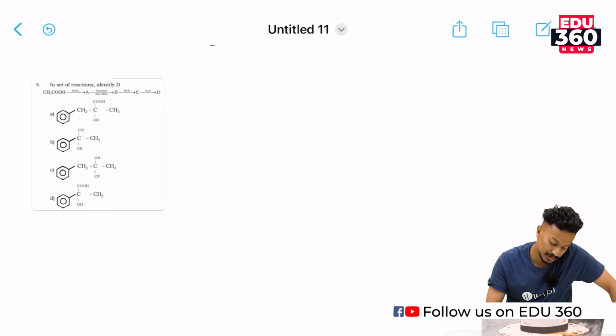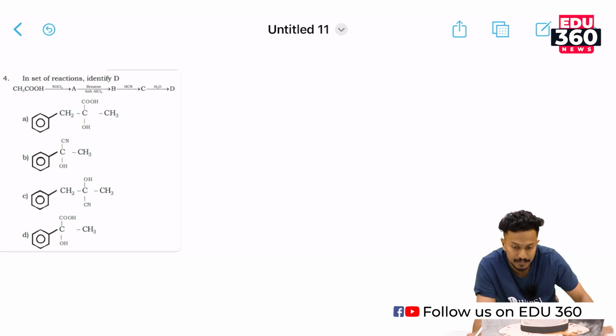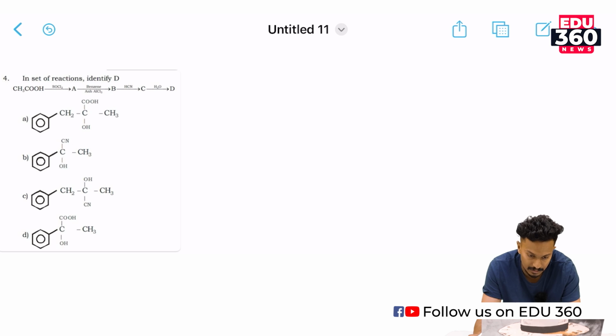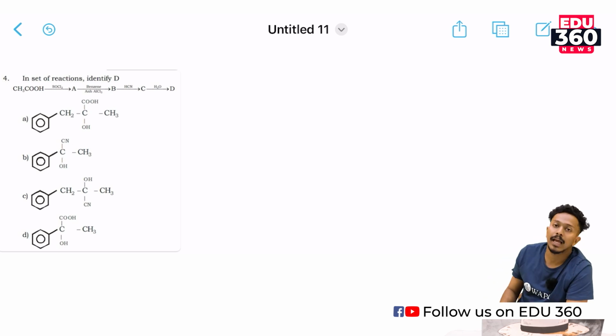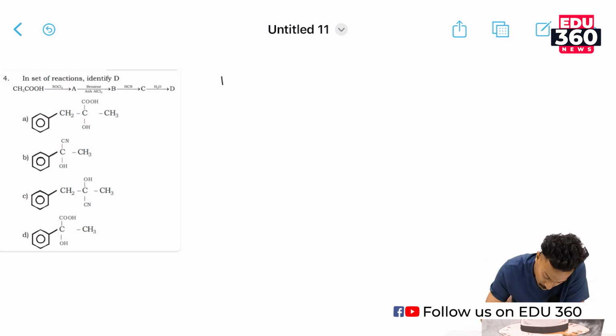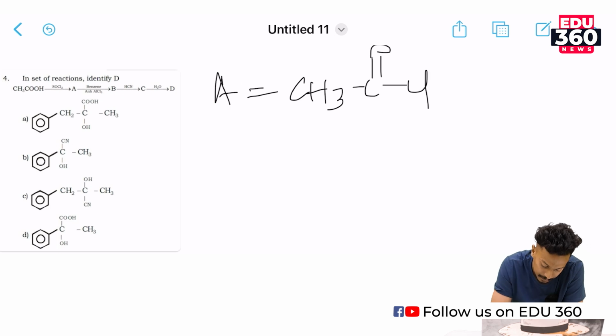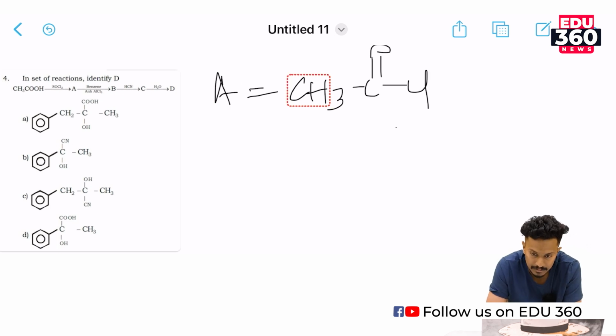Moving on to our next question. In a set of reactions, identify D. This is our question. When ethanoic acid is treated with SOCl2, we do know that during the preparation of acyl chloride we have to treat it with SOCl2. So compound A would be CH3COCl. We have found that one.